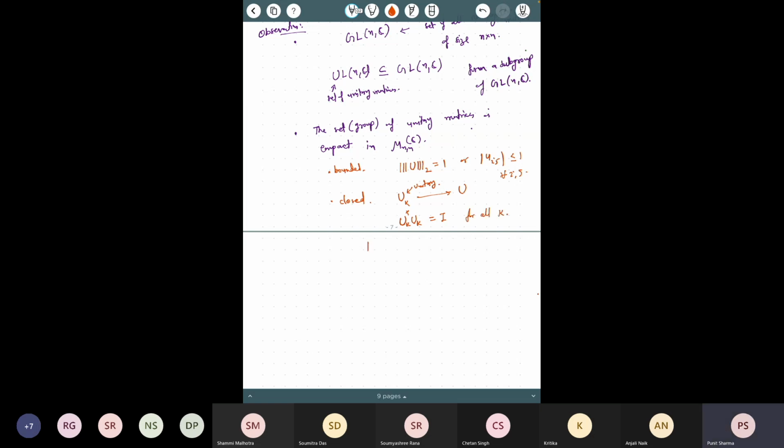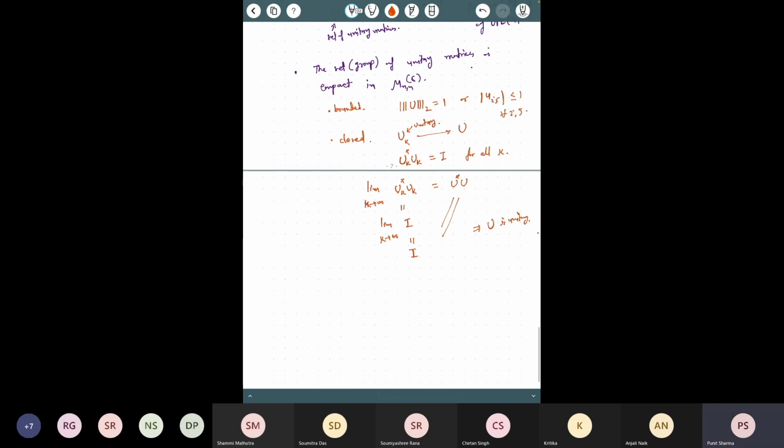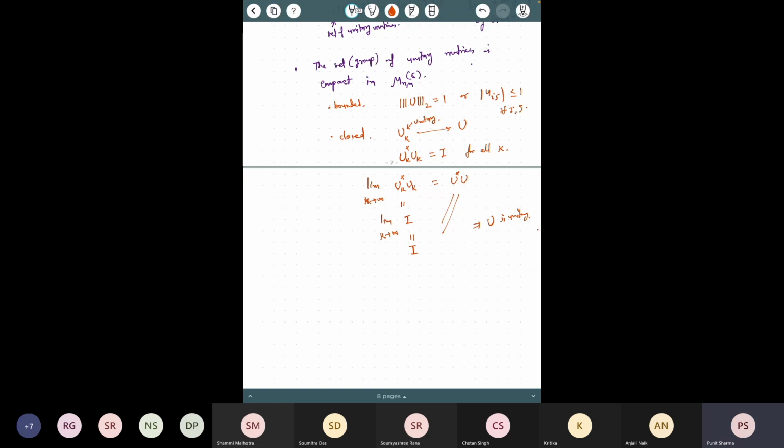Now, what would be the limit of U_k star U_k? Because U_k is a convergent sequence, U_k converges to U, so the limit would be U star U. But then what is the left hand side actually? For each k, you know that U_k star U_k is just identity. So the left hand side is identity. So this implies that U star U is identity, which implies U is unitary. So this set is closed. So the set of unitary matrices is a compact set in the space of matrices.